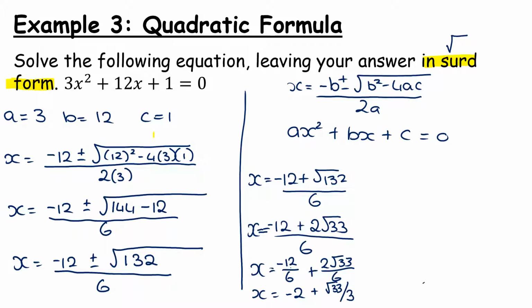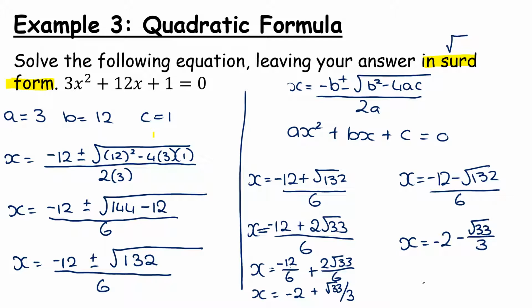And now we can work with the negative. So x equals minus 12 minus the square root of 132 all over 6. And working in the exact same way, we'll get x equal to minus 2 minus root 33 over 3. So our two answers, our two roots, are here and here, both in surd form.